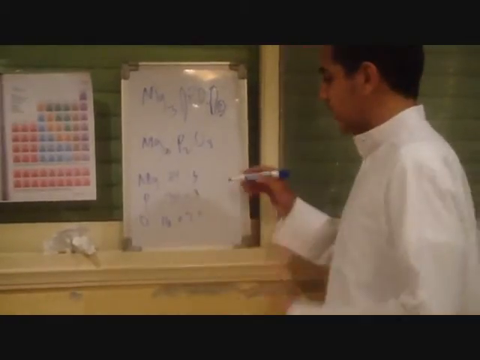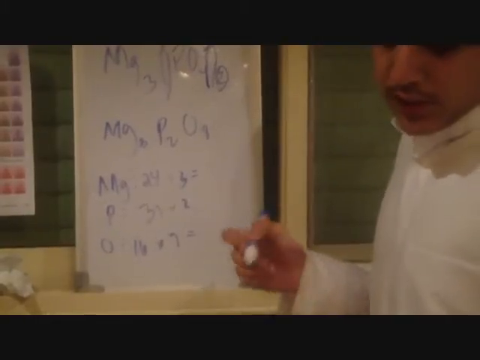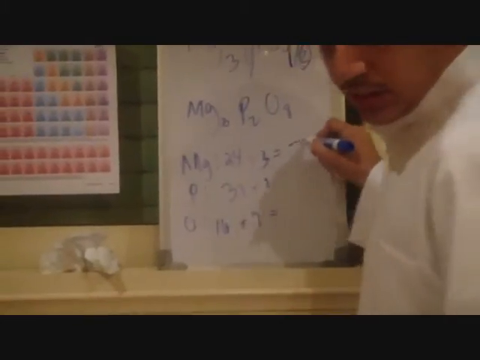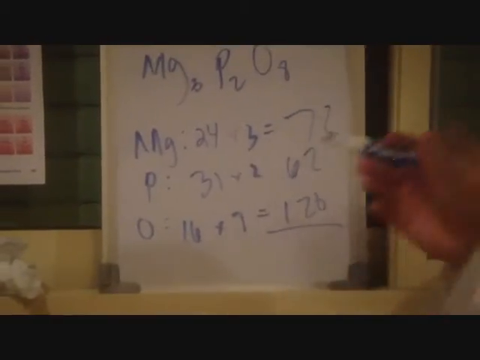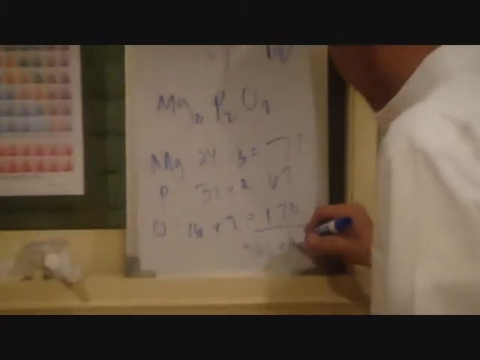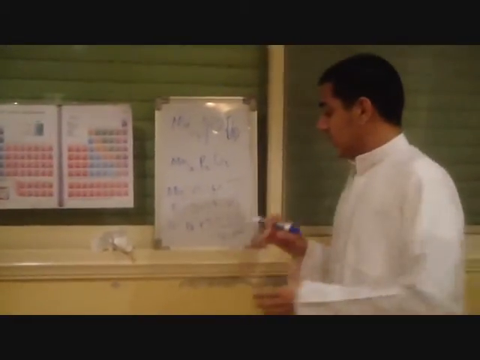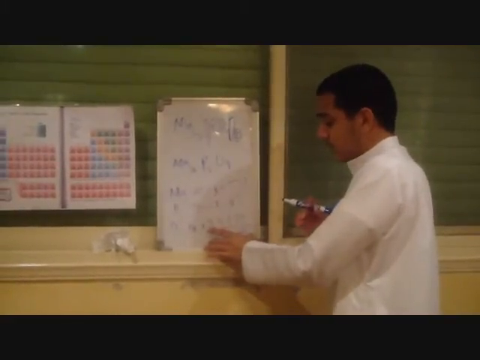Now find the answer. 24 times 3 is 72, 31 times 2 is 62, and 16 times 8 gives you 128. So it's a total of 262 grams per mole. So the total molar mass of this compound is 262 grams per mole.